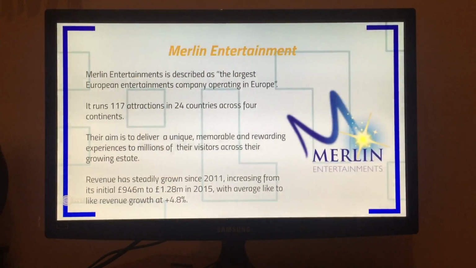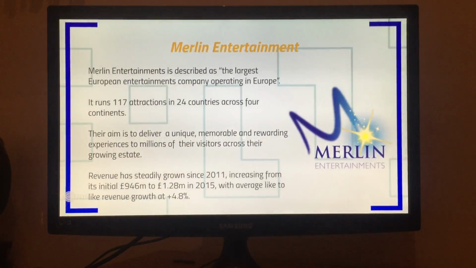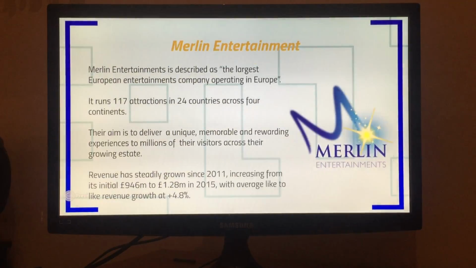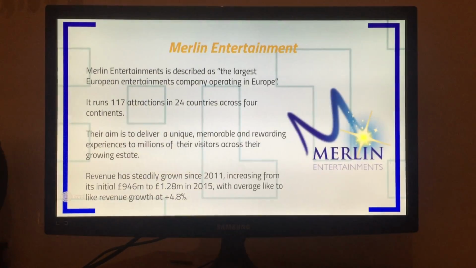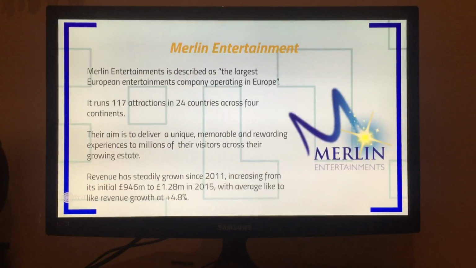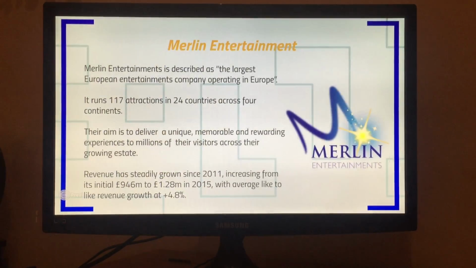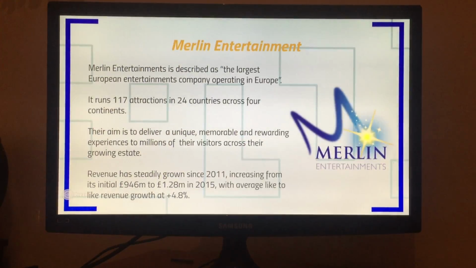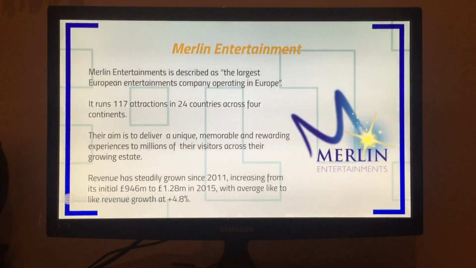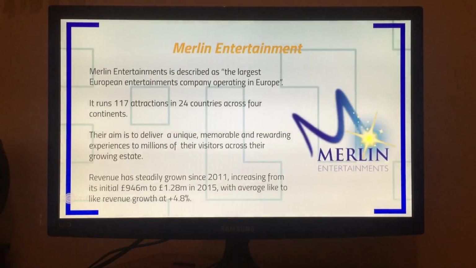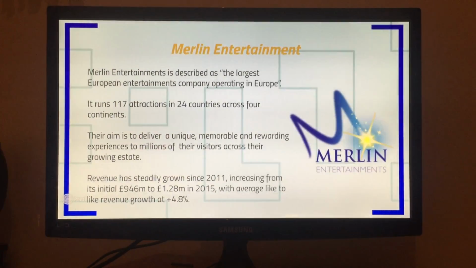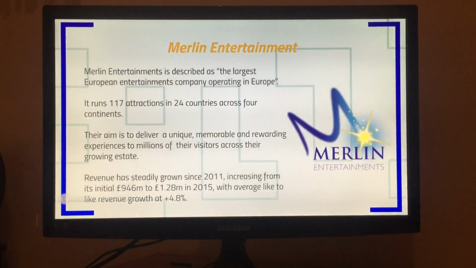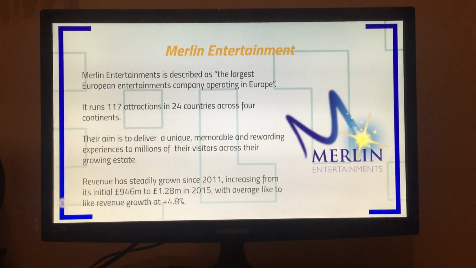Our main case study for investment ratio is Merlin Entertainment. They are the largest European entertainment company operating in Europe. They have 117 attractions in 24 countries across 4 continents, and their aim is to deliver unique, memorable, and rewarding experiences to millions of their visitors across the growing estate. Merlin Entertainment's revenue was 946 million in 2011 and jumped to 1.2 million in 2015, and their average revenue growth is 4.8%.